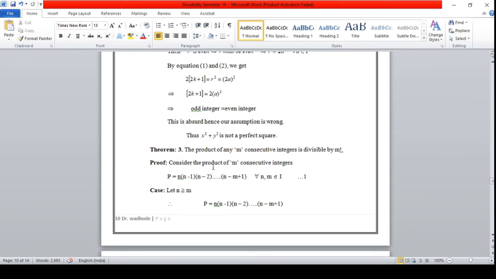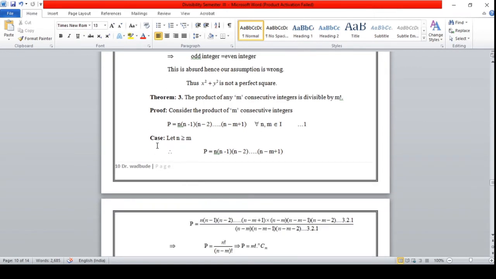Now the proof. Consider the product of m consecutive numbers, denoted by P. P is equal to n minus 1, the second consecutive number, n minus 2, the third consecutive number, up to the mth consecutive number, n minus m plus 1. Here m and n are integers. We have case 1: let n be greater than or equal to m.